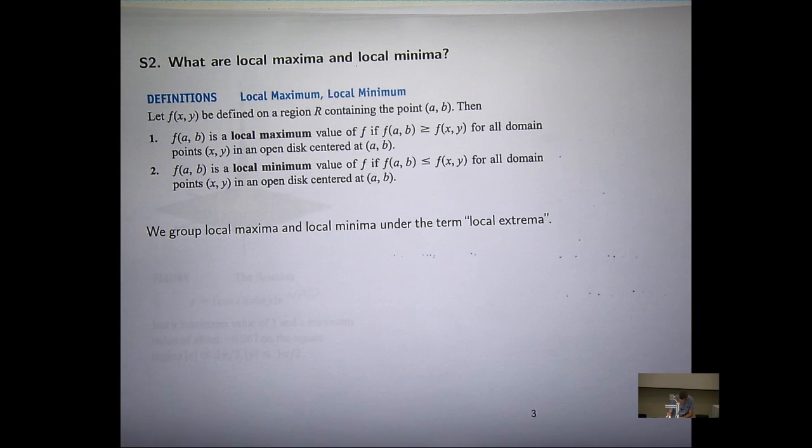Okay, so the big question. What are local maxima and local minima? Now, people, in my opinion, students think they understand what these things are, but they don't really. Okay? This is like a definition. It doesn't involve any calculus. Okay? It doesn't involve any calculus, these definitions.